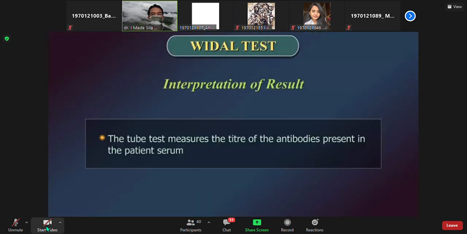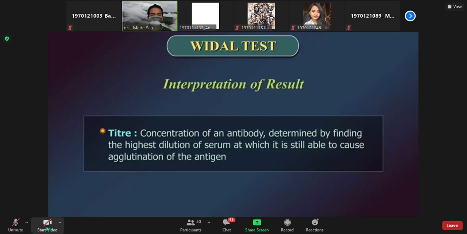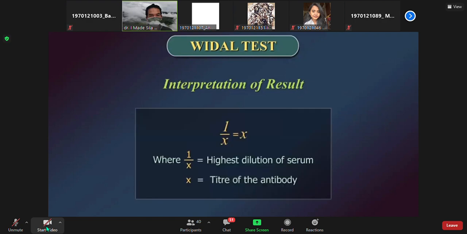Interpretation of result. The tube test measures the titer of antibodies present in the patient's serum. Titer is defined as the concentration of an antibody determined by finding the highest dilution of serum at which it is still able to cause agglutination of the antigen.